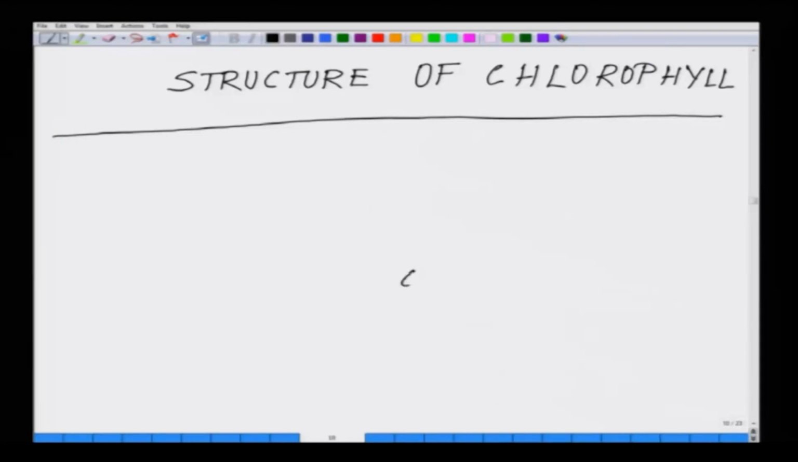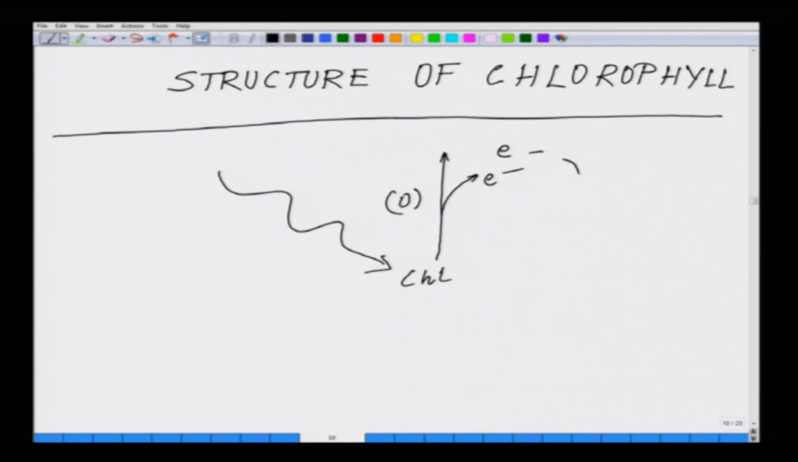Say, for example, this is one chlorophyll molecule, CHL. Now, the light falls on it. As soon as the light falls, it ejects an electron. Once it ejects an electron, this is then an oxidation reaction, O. Then, of course, I told you the electron travels through a cascade and does its job.